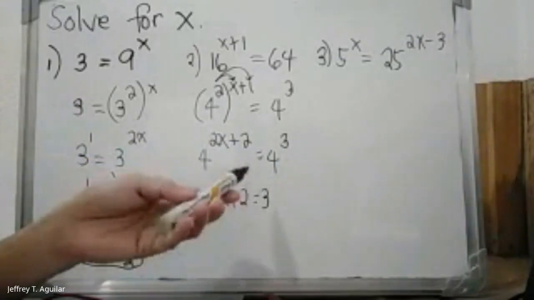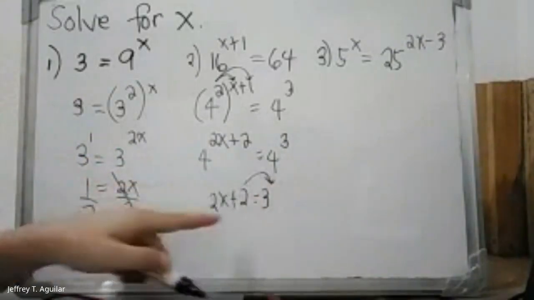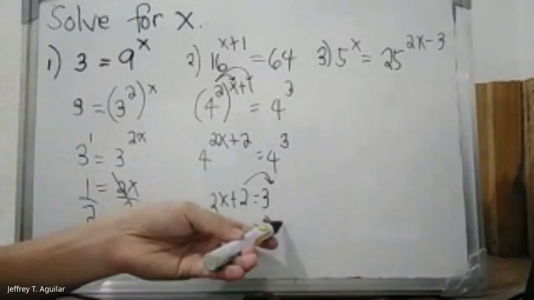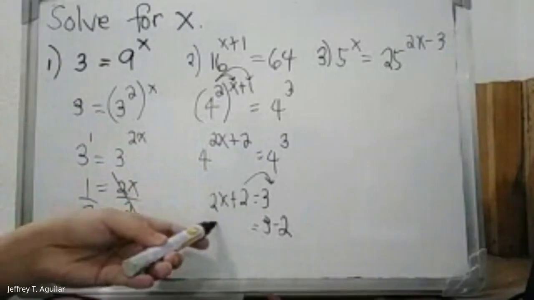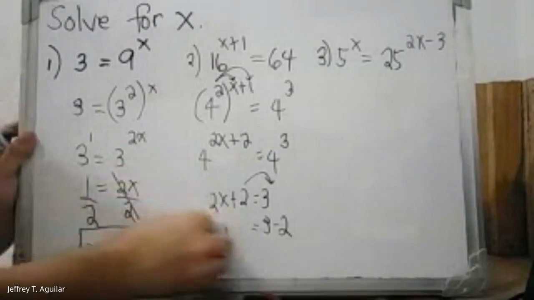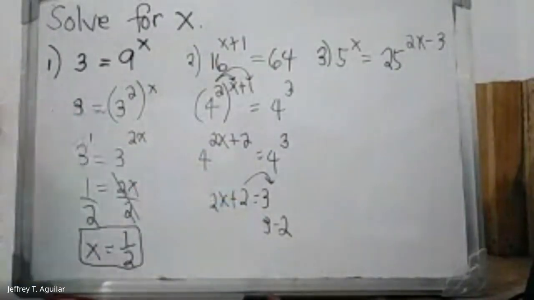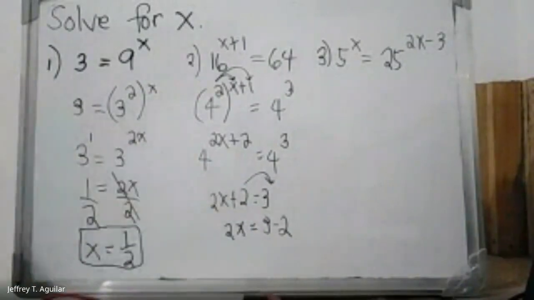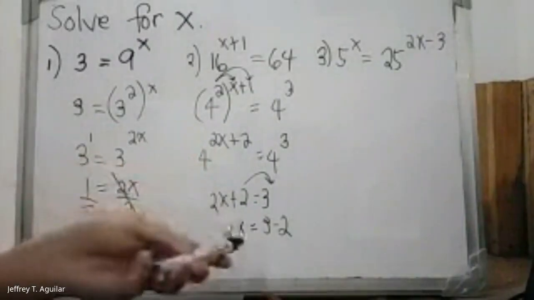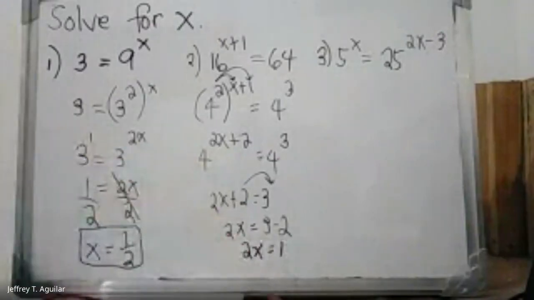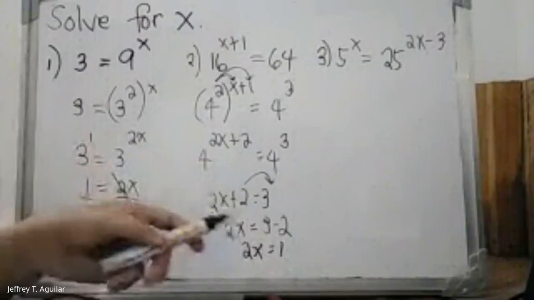Now we have to transpose 2 to the left. So from positive 2, it will become negative 2. Again, if you are going to transfer, it will have a different sign upon transferring. So the left side will become 2x equals 3 minus 2. But what is 3 minus 2? 3 minus 2 is actually 1. So this is now 2x equals 1.